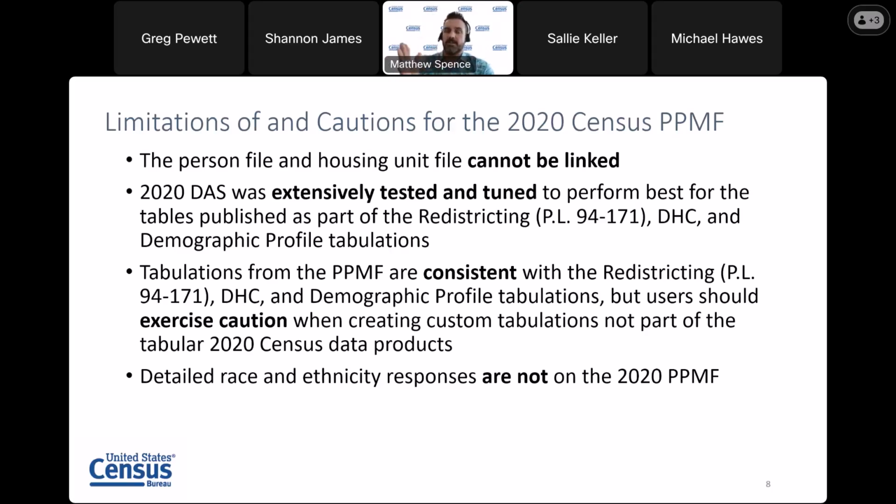Those are the primary use cases for the 2020 census for this product. And so we made sure that the disclosure avoidance would target accuracy there.